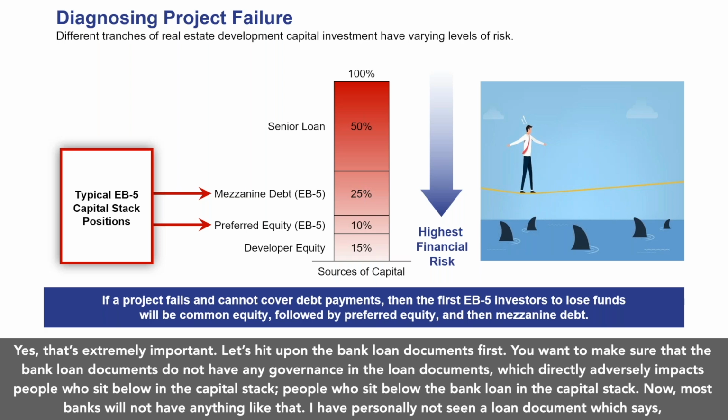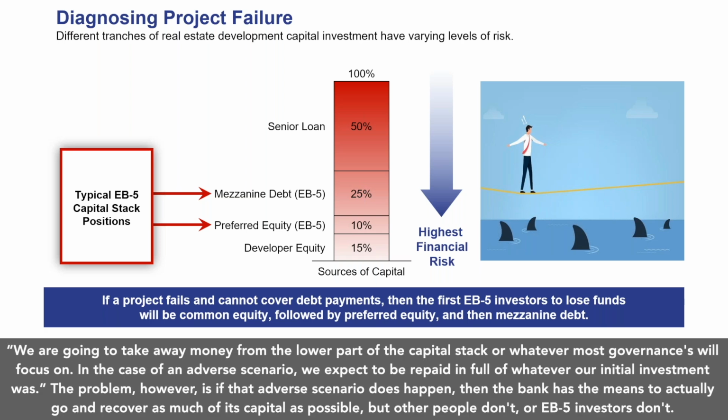Yes, extremely important. I think let's hit upon the bank loan documents first. You want to make sure that the bank loan documents do not have any covenants which directly adversely impact people who sit below the bank loan in the capital stack. Now, most banks will not have anything like that. I have personally not seen a loan document which says that, okay, we are going to take away money from the lower part of the capital stack. Most covenants will just focus on, in the case of an adverse scenario, we expect to be repaid in full of whatever our initial investment was.